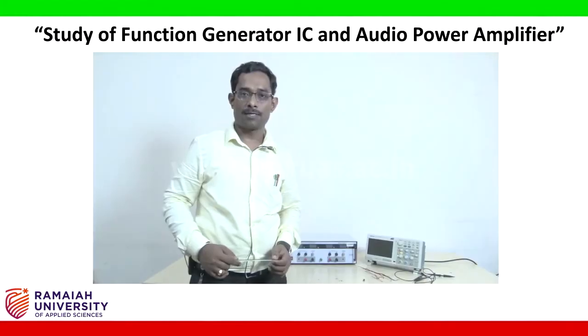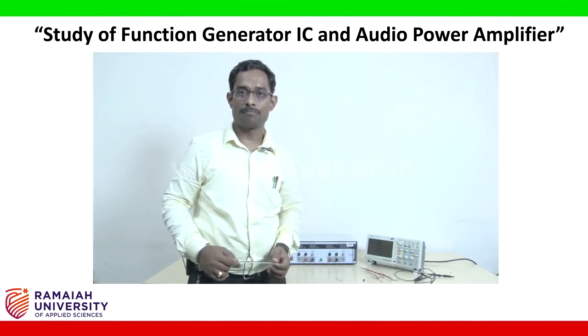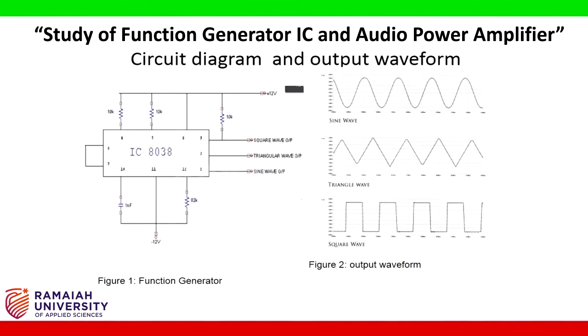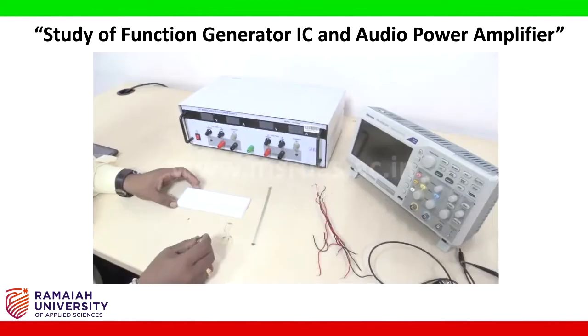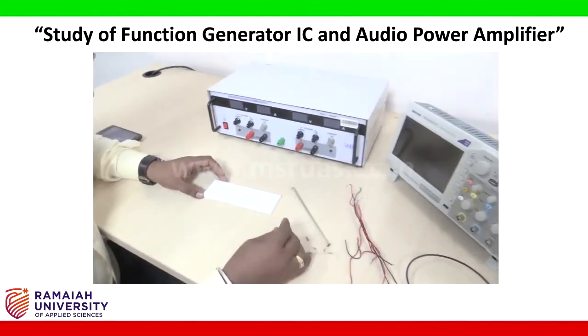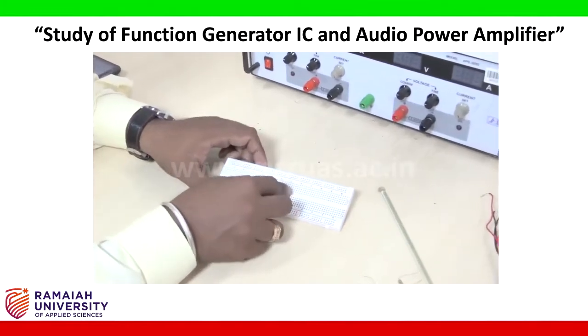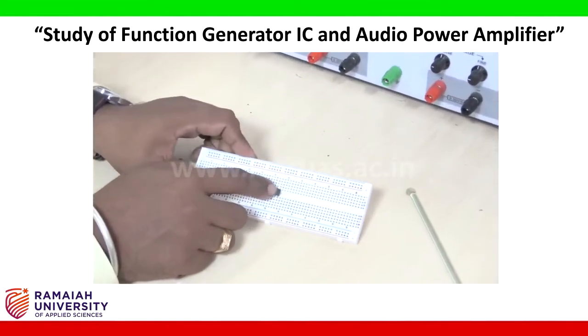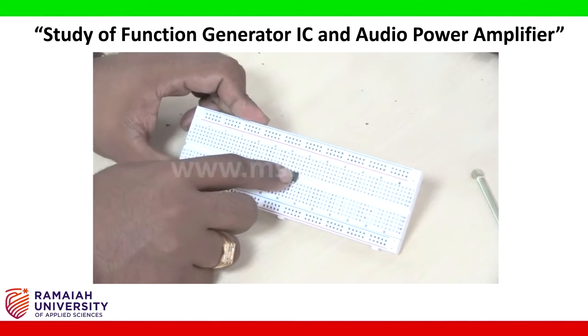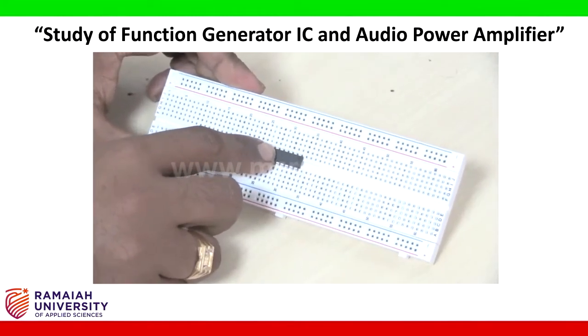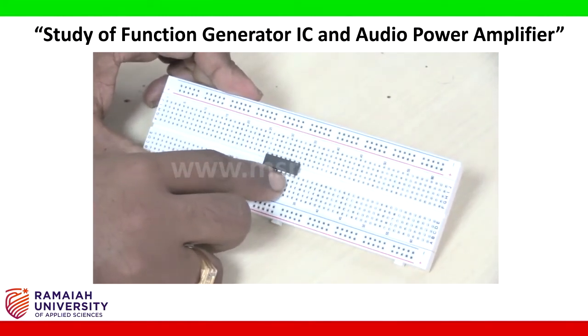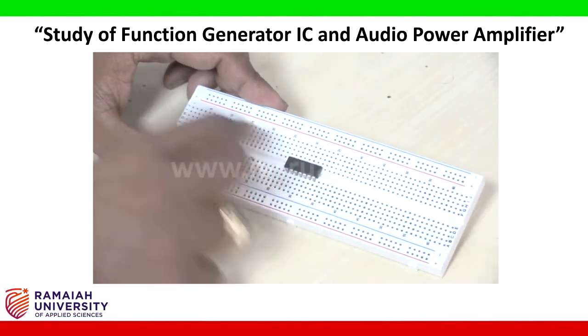Now I am going to connect the circuit based upon the circuit diagram of signal generator by using an IC 8038. First I am taking the breadboard, I mount the IC on the breadboard. So this is 1, 2, 3, 4, 5, 6, 7, 8, 9, 10, 11, 12, 13, 14.